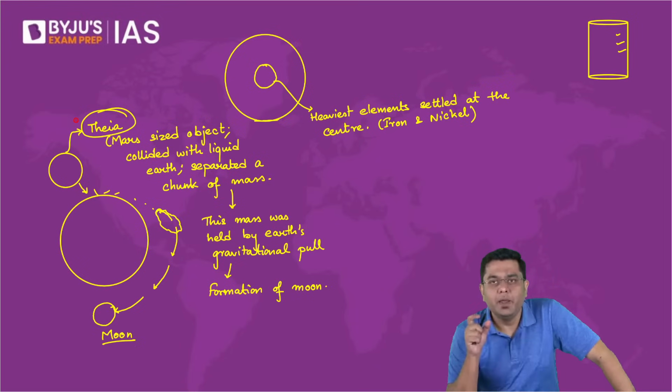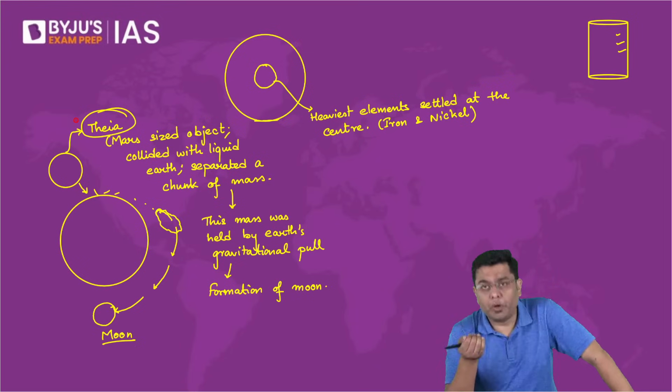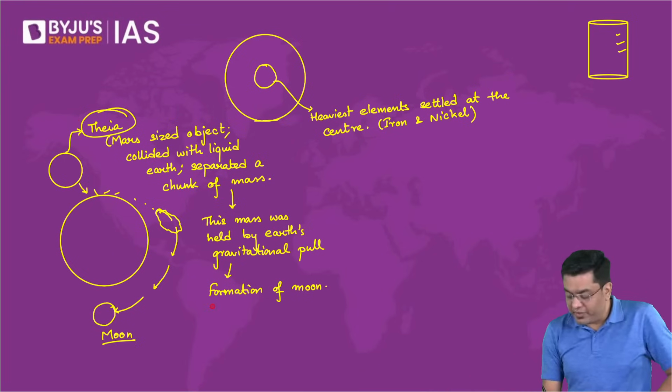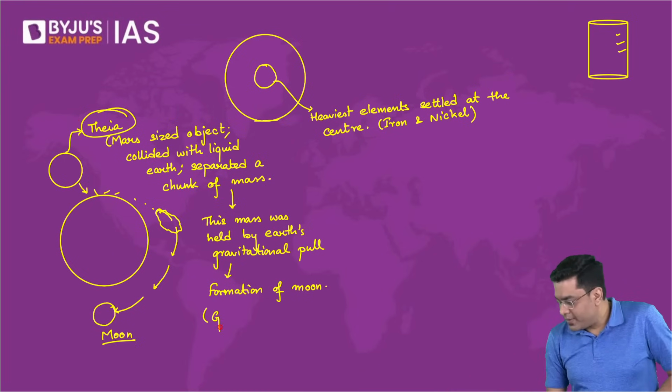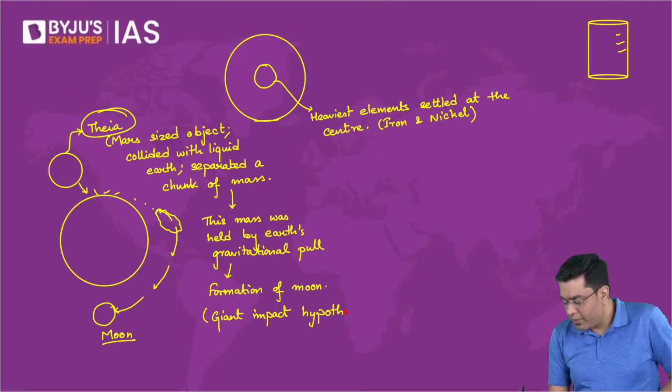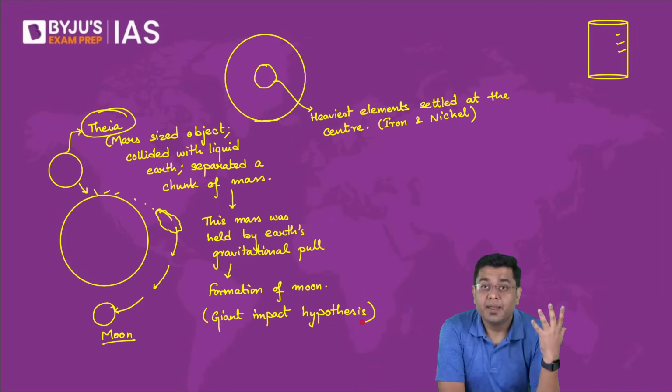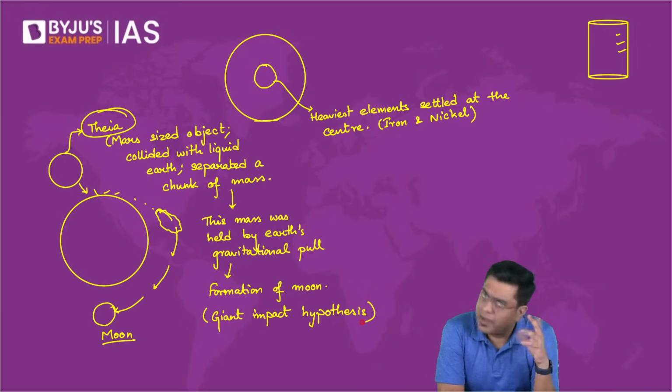That is why, when you read the various theories about the formation of the moon, this is what is referred to as the giant impact hypothesis. This is as per the giant impact hypothesis. Because obviously there was a very large impact. Such a large impact Earth has never experienced ever since that point of time.